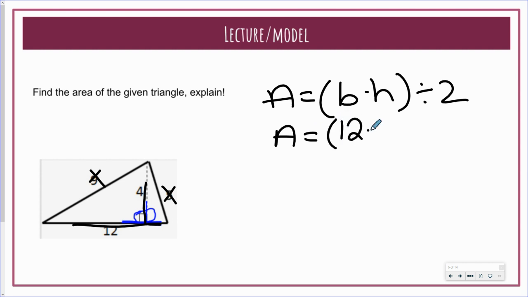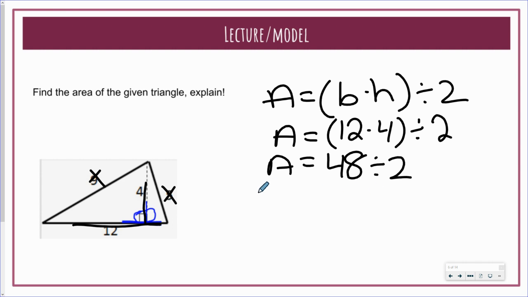All right, so 12 times 4 divided by 2. 12 times 4 is 48 divided by 2. So our area is 24. And I don't see any inches or feet or yards or centimeters here, so we're just going to write units squared. When it's not a given unit, you just write units. All right, let's keep going.